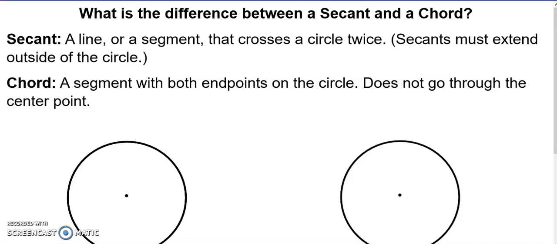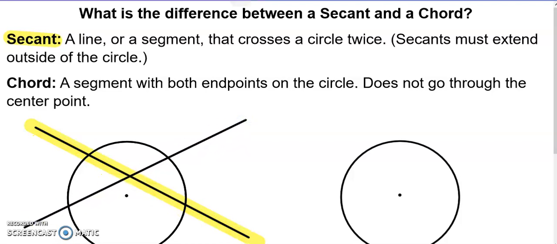So a secant and a chord, these guys kind of go together because a secant is a line or a segment that crosses over a circle twice. So a secant has to extend outside of a circle. And we can either be looking at a secant segment, where it stops and it ends, or it's going to be a line continuously. But a secant has to go through a circle from the outside through the inside. Here's a secant. Here's a secant. Normally we say lines because they go on forever, but they can also start and stop.